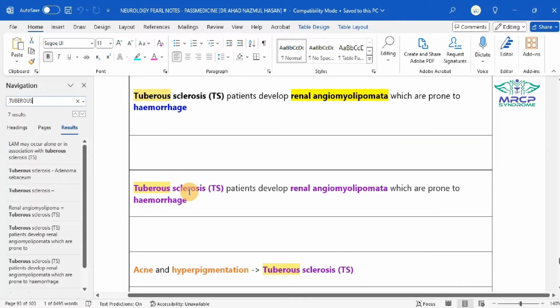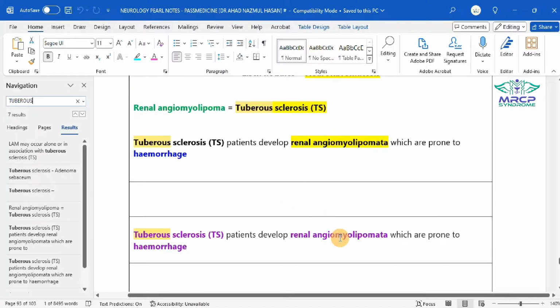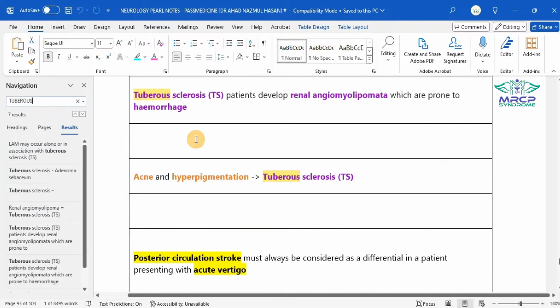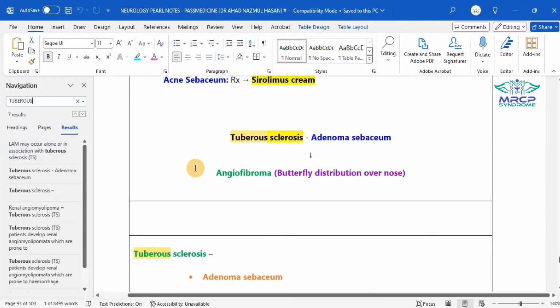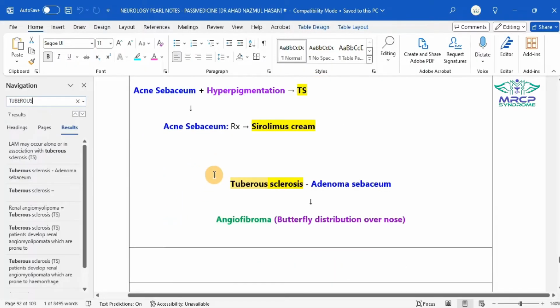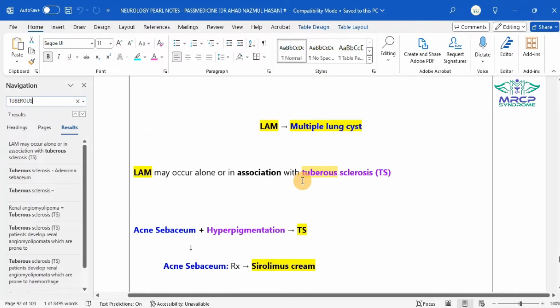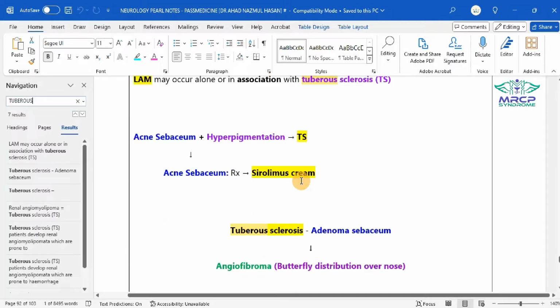So patients with tuberous sclerosis develop renal angiomyolipoma, which are usually prone to hemorrhage. So this is the most common renal manifestation in a patient with tuberous sclerosis. And whenever you get a patient with adenoma sebaceum associated with hyperpigmentation, consider tuberous sclerosis. And other than the angiomyolipoma, lung cysts or other simple cysts can also be associated, but always remember the angiomyolipomas.